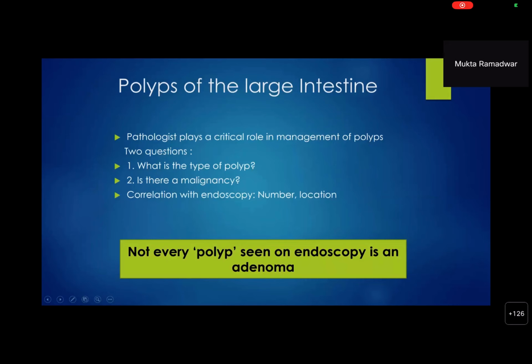And remember one thing, what I'm again driving at is, earlier I said that there can be diverse etiologies of the polyp. So that also means that not every polyp seen on endoscopy is an adenoma. And an adenoma, we will talk about this, by definition is a neoplastic condition. So by definition, a polyp doesn't equate to an adenoma all the time.